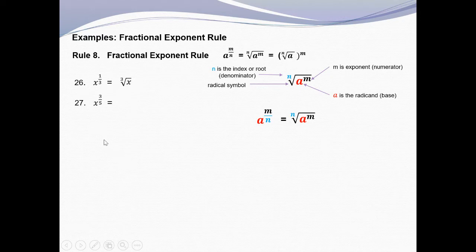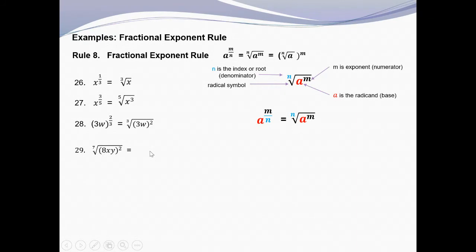Example number 27. We have x to the 3/5. So x is my radicand, the 5 will be my index, and my 3 will be the exponent. Example number 28. Hey guys, the 3w is the radicand because it's in parentheses. So my 3 is my index, the 3w is all together, and the exponent will be 2.